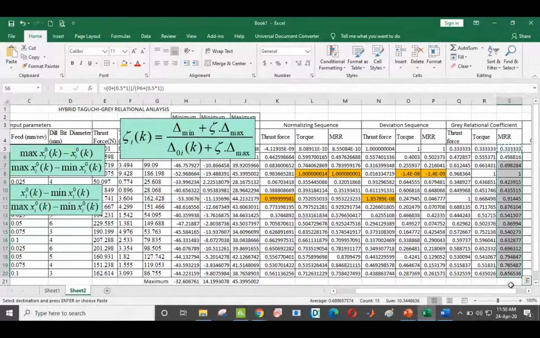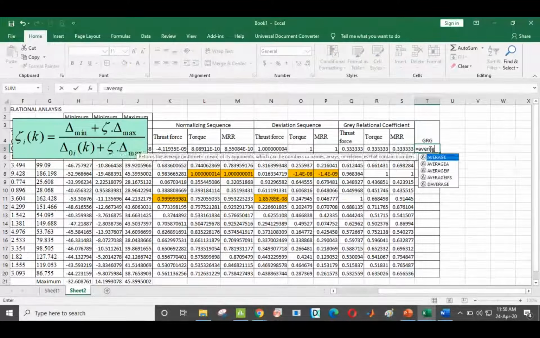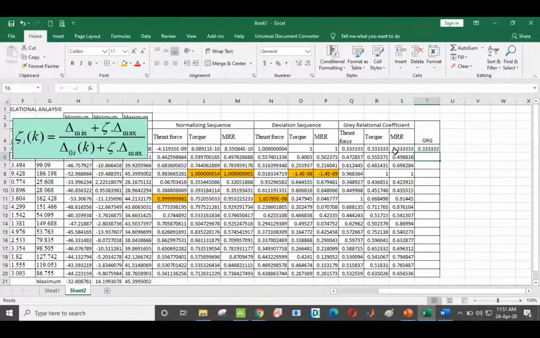Now here comes the gray relation grade, which is nothing but the average of all these three things. So just equal to average, Q5 to S5. Copy and just enter. Now you can copy this also and then paste.